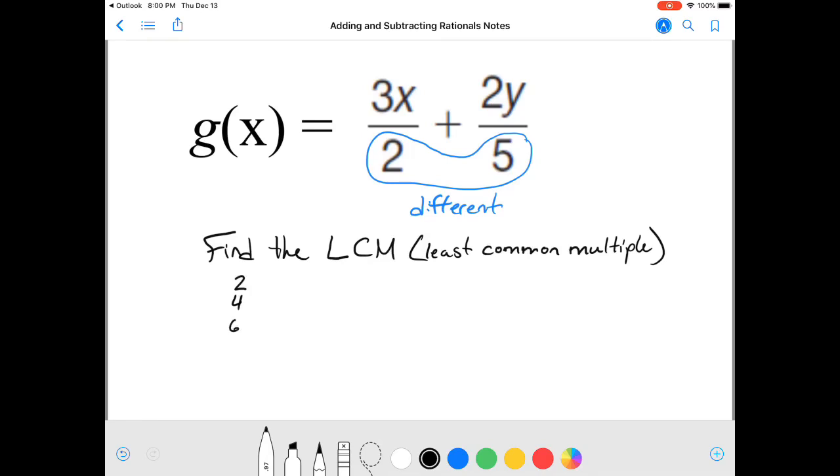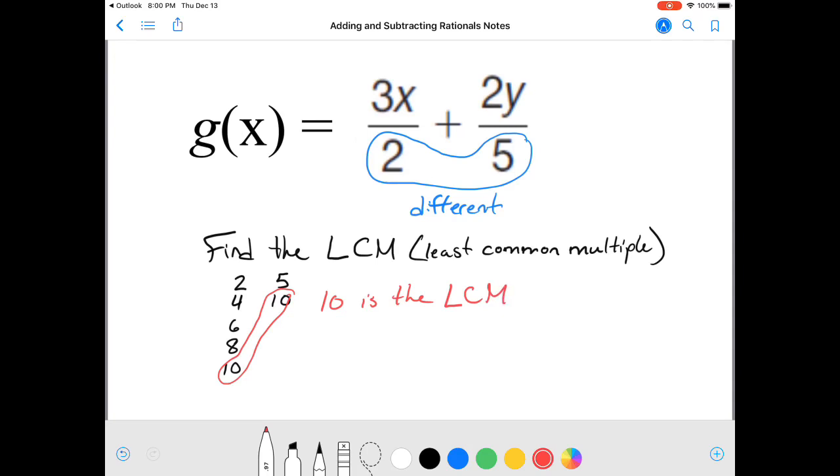So for example, we can count up by twos and go 2, 4, 6, 8, 10. If we count up by fives, we go 5, 10. You see that we hit 10 in both of those lists. That was the first number they had in common, and it makes it the least common multiple. That means 10 is going to have to be our new denominator.